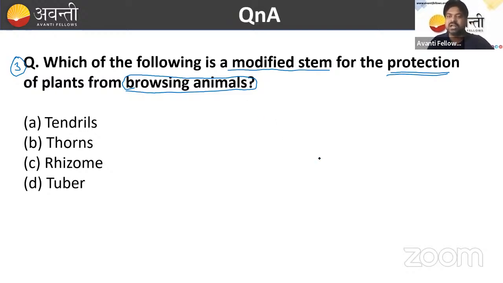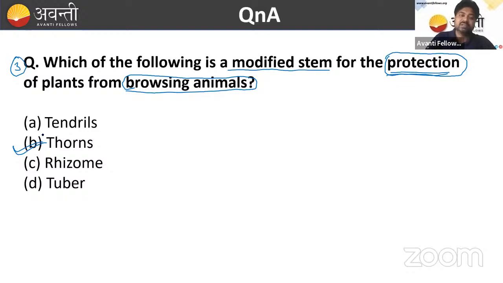Okay, so in this poll the question is: which of the following is a modified stem for the protection of the plant from the browsing animal? First thing, they ask about the protection of the plant. Here you can see the word protection of plant. So from these four options, which part is responsible for the protection of the plant? Obviously option B, thorns, and that's why option B is the answer.